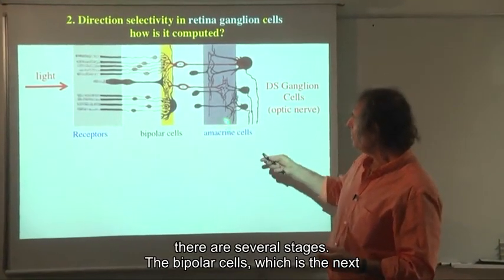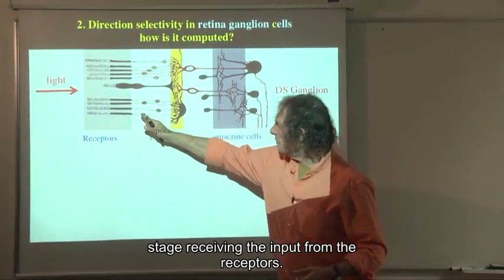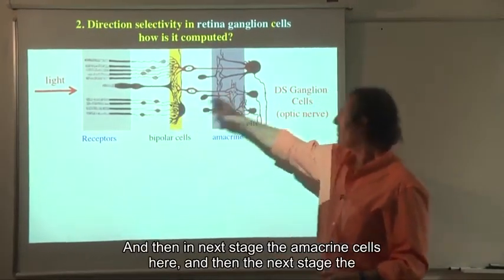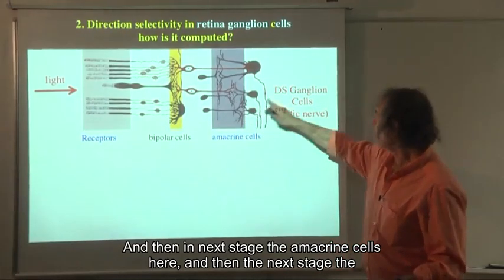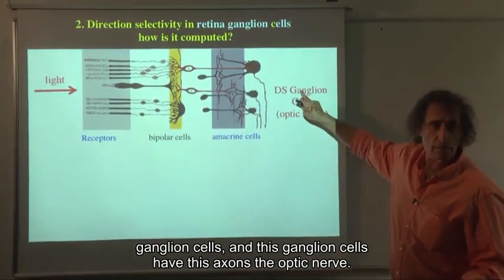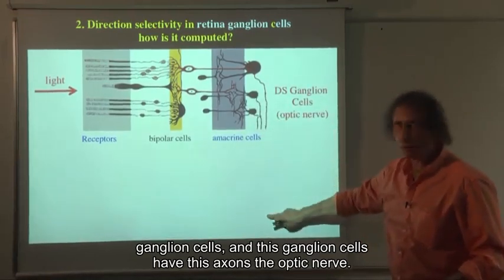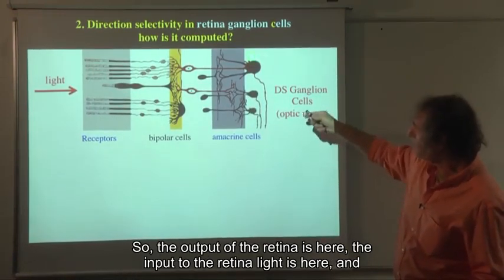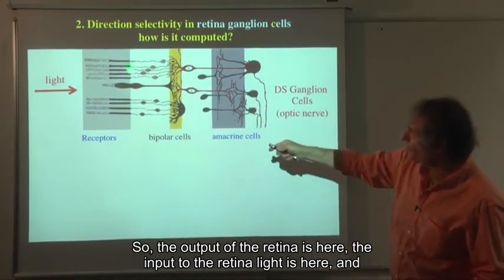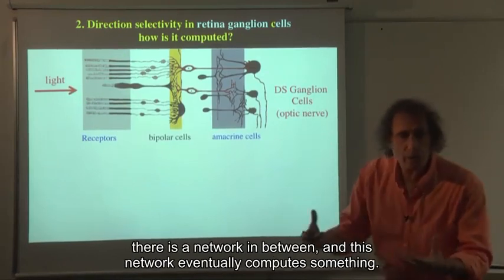And then there are several stages: the bipolar cells, which is the next stage, receiving input from the receptors. And then the next stage, the amacrine cells here. And then the next stage, the ganglion cells. These ganglion cells have axons, the optic nerve. So the output of the retina is here. The input to the retina, light, is here. And there is a network in between.